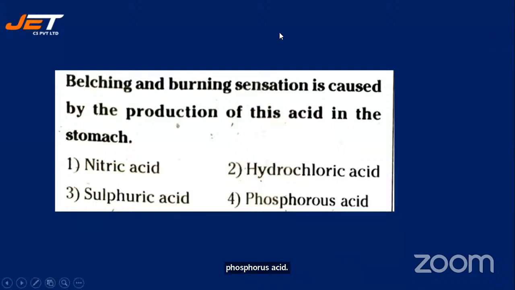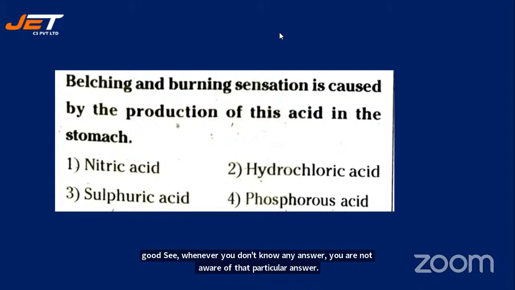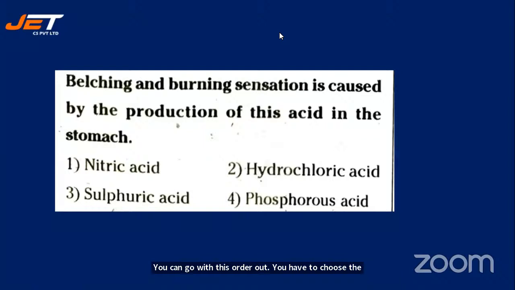Only one acid is produced by our stomach. That is the answer, children. Very good. Whenever you are not aware of an answer, you can go with the odd one out. You have to choose the correct option. In this way, you can get an appropriate answer to the question asked in the exam.